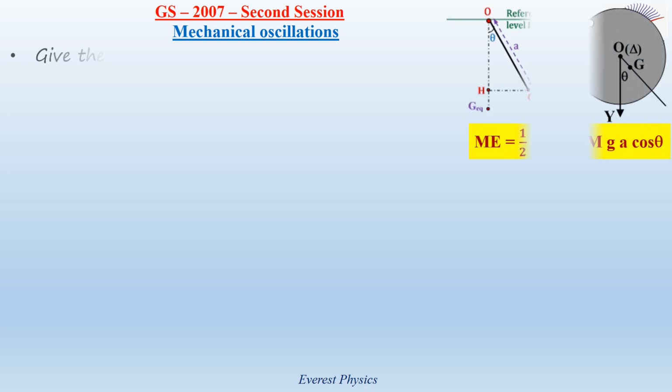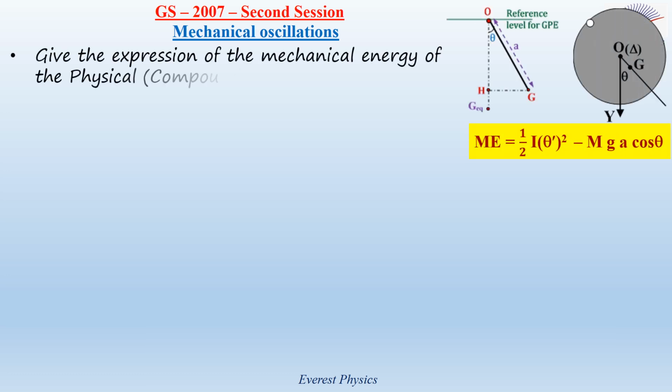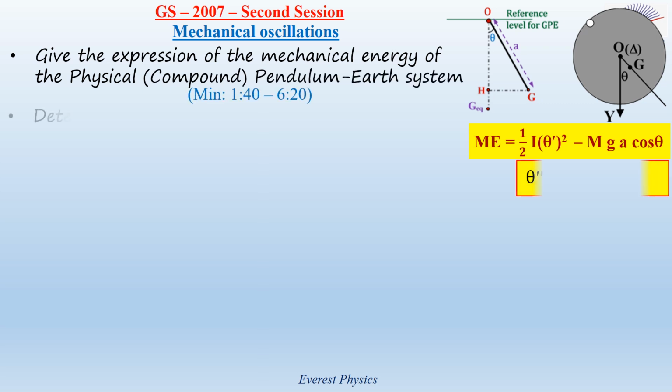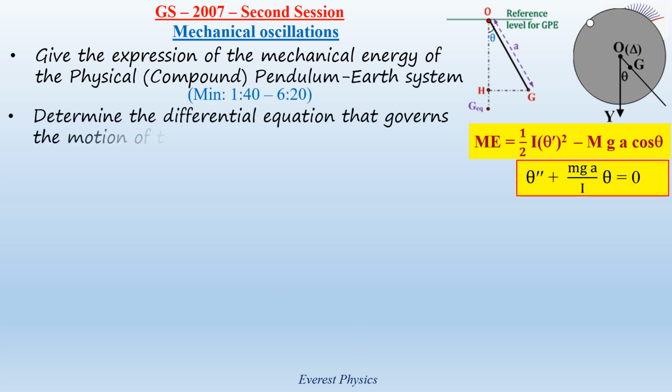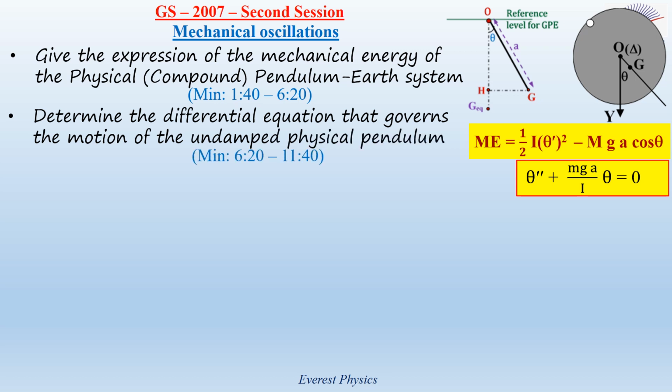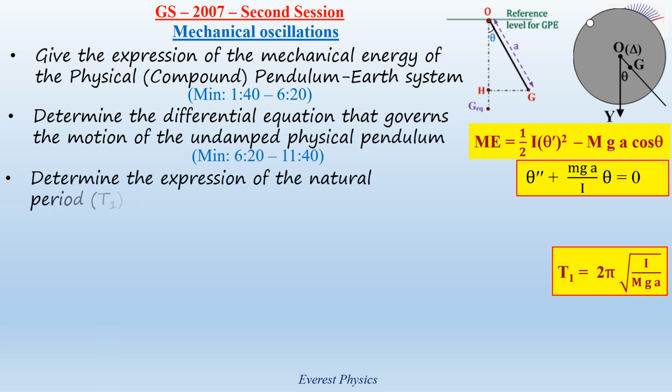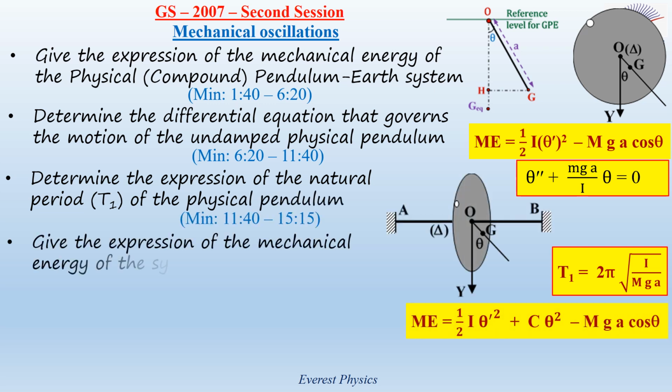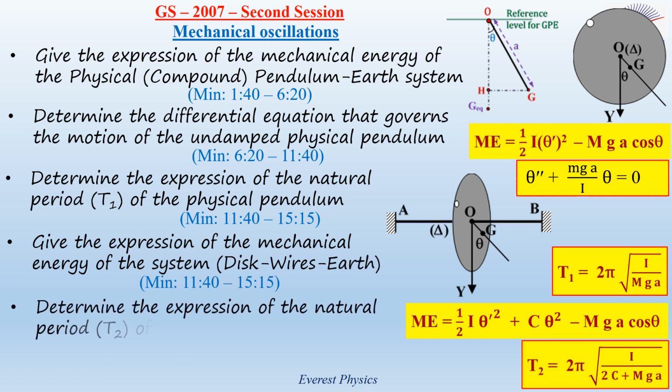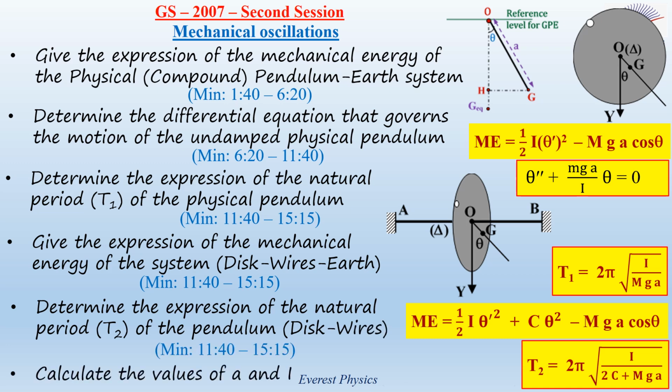In this solved exercise, we are going to give the expression of the mechanical energy of the physical pendulum-Earth system. Determine the differential equation that governs the motion of the undamped physical pendulum. Determine the expression of the natural period T1 of the physical pendulum. Give the expression of the mechanical energy of the system disc-wires-Earth. Determine the expression of the natural period T2 of the pendulum disc-wires. Calculate the values of the distance a between O and G and the moment of inertia I of the disk about the axis delta.